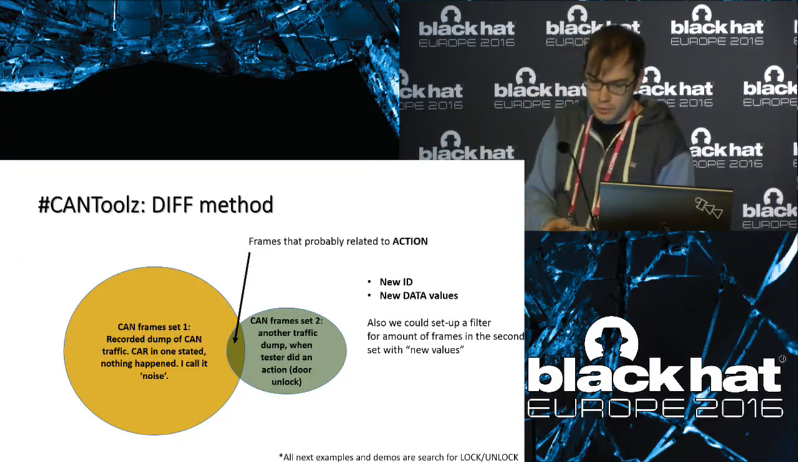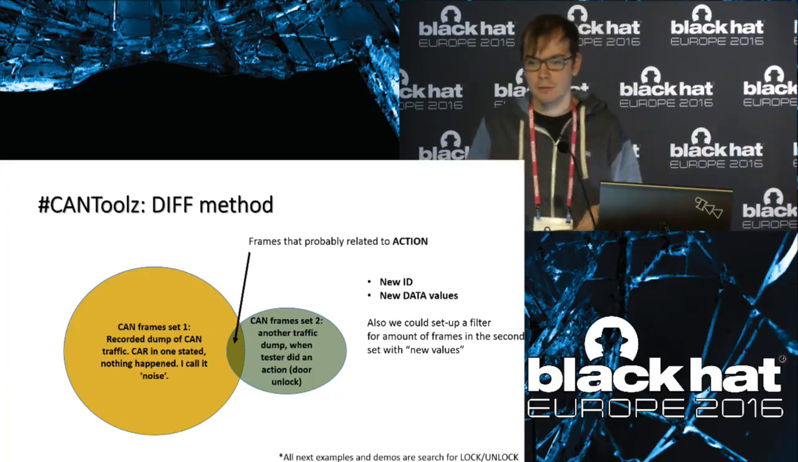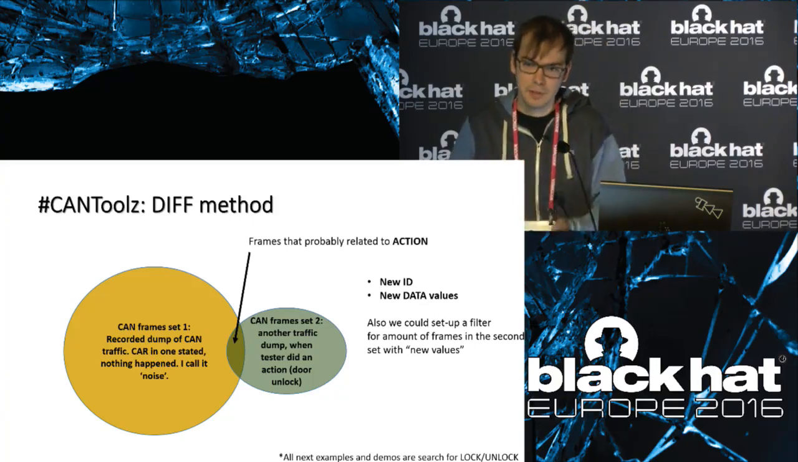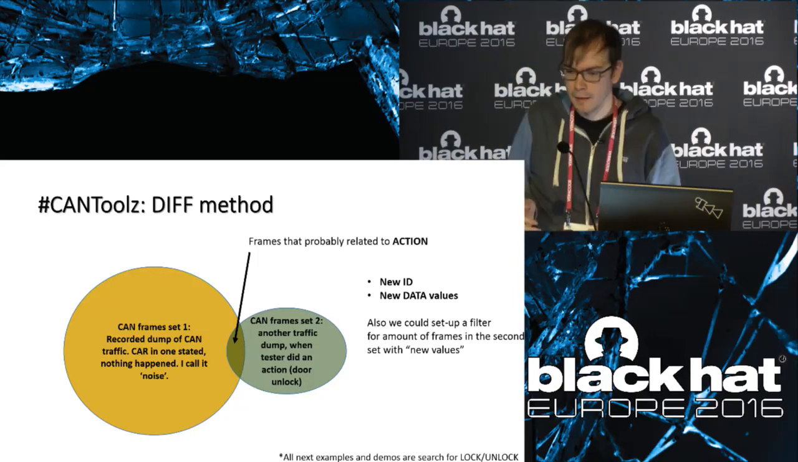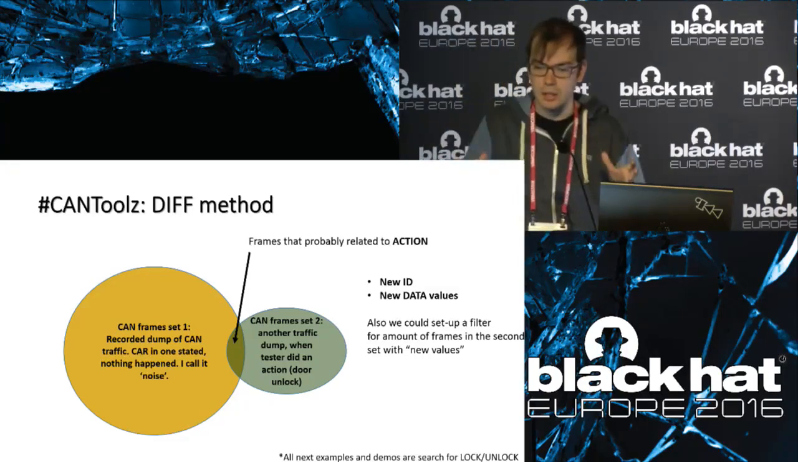And the first method I want to present here, which is very simple, is just the difference of two sets. It's much faster and simpler than replaying half by half. So we have the first traffic dump, we call it set one, with noise.